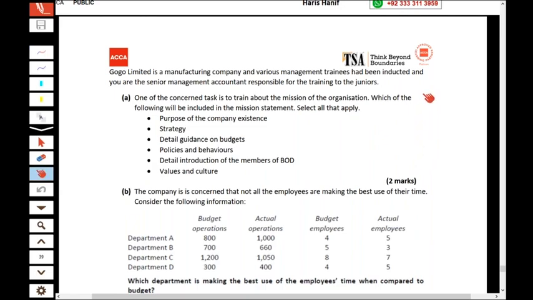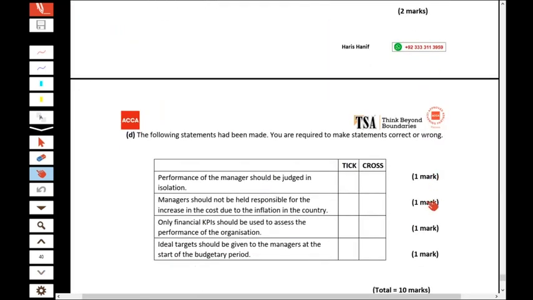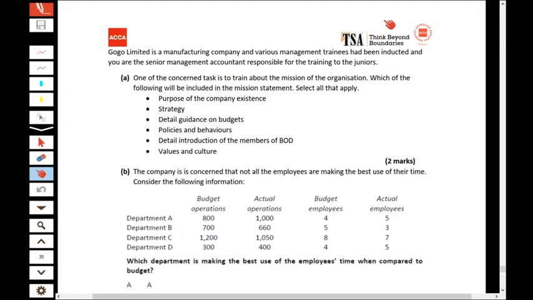First of all, we should look at the entire question. It has parts worth 2 marks each, which total 10 marks. This is a case-based OTQ, and let's now read and solve this question. I am solving this question with the assumption that you had tried it as part of the assignment which I gave you in the last class. So this is question number 1. GoGo Limited is a manufacturing company and various management trainees have been inducted, and you are the senior management accountant responsible for the training of the juniors.